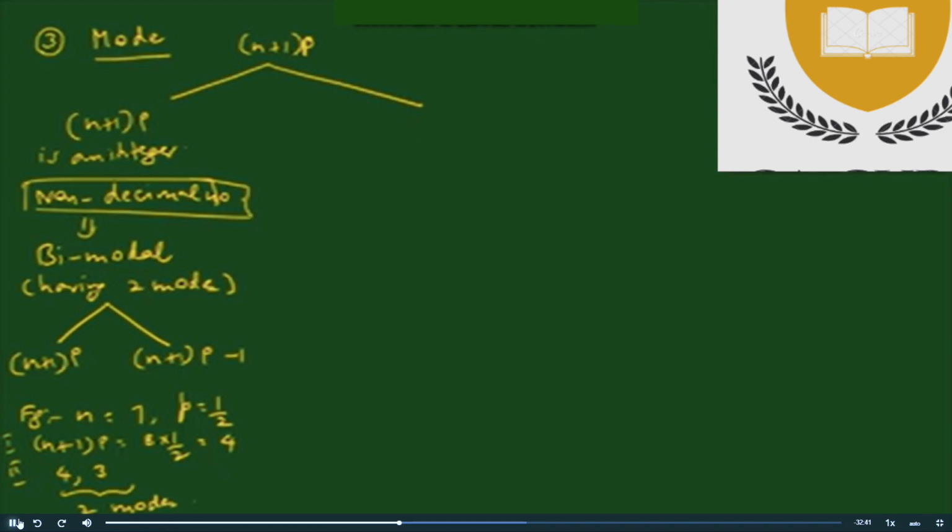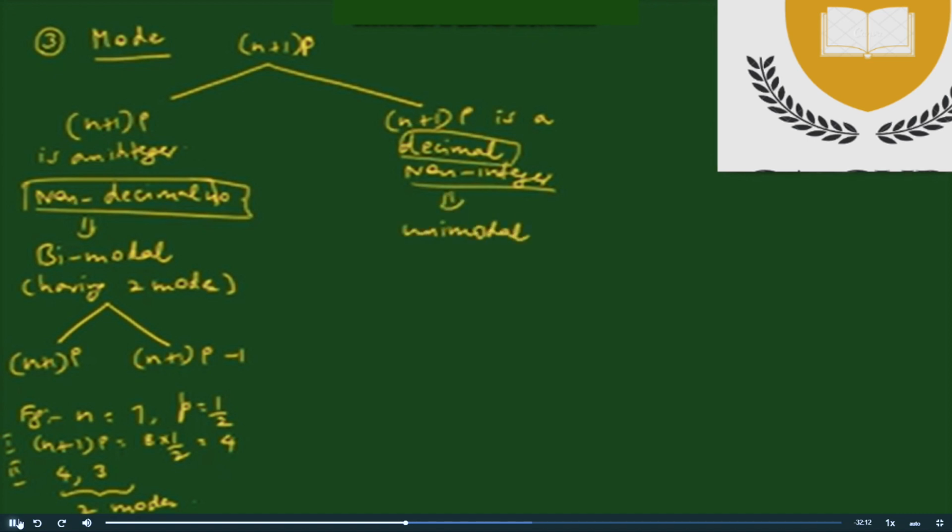These are the two modes. So this is the case where you solve if (n plus 1) into p is an integer. The second instance is when (n plus 1) into p is a decimal. Decimal means non-integer. If that is the case, then it is a unimodal distribution, which means it has a single mode.